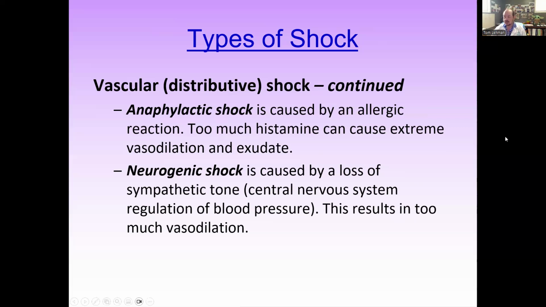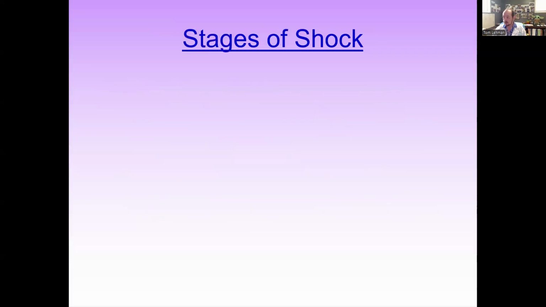Neurogenic shock, that's where I talked about that loss of sympathetic tone. If you've had spinal cord trauma that suddenly pinches off blood flow or pinches off neural flow from a certain point downward, all the blood vessels down there are going to just relax tremendously, and that's going to cause a great reduction in blood pressure, which is going to cause shock. Those are the types of shock.